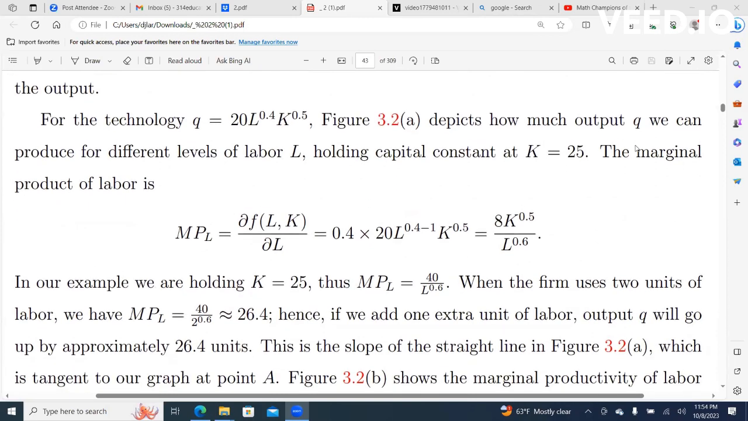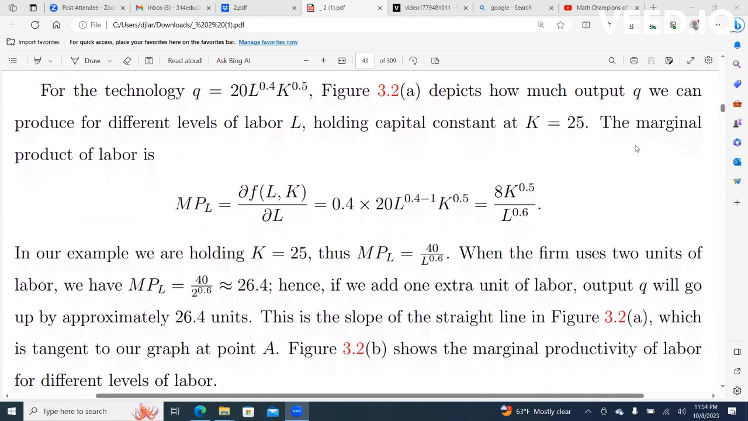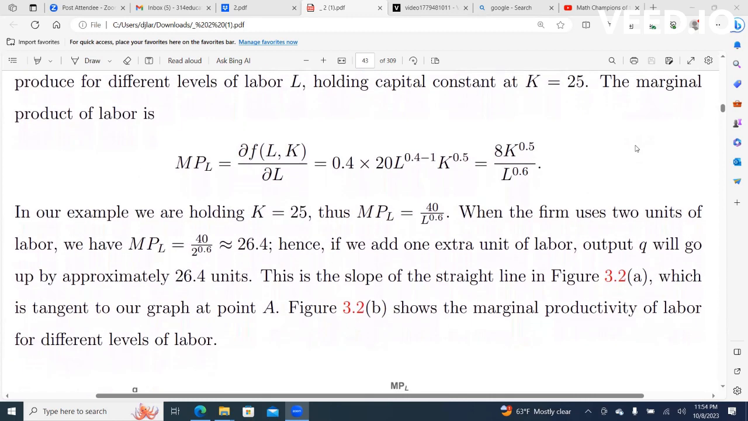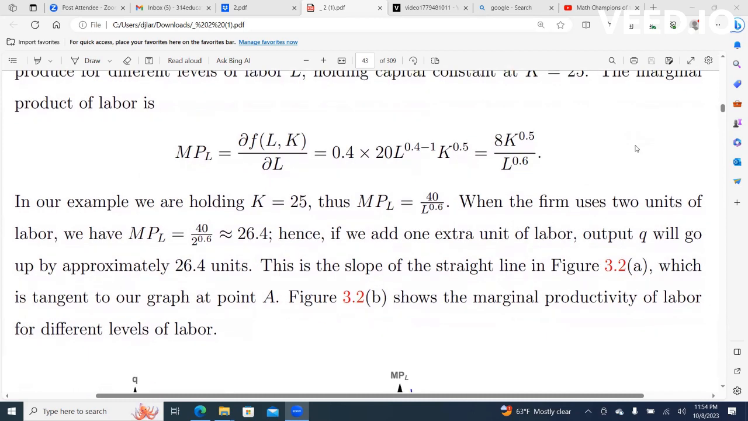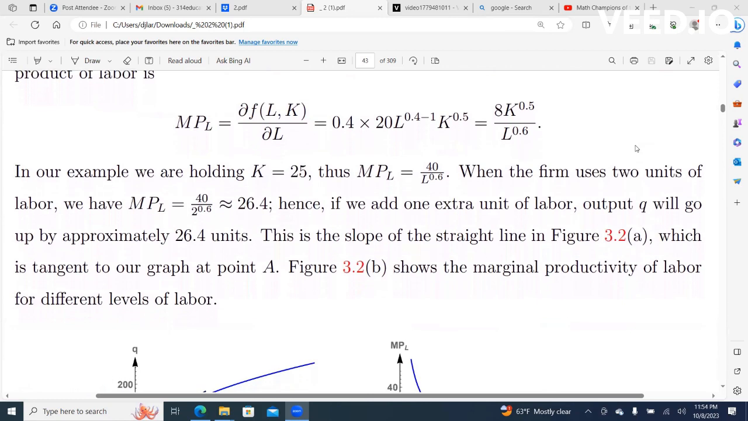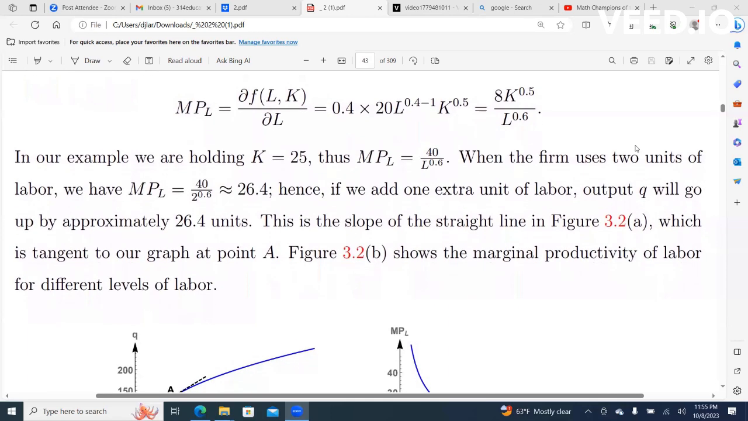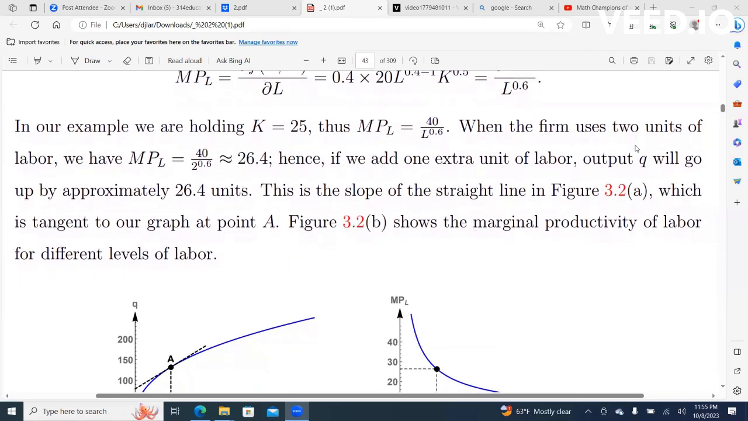For the technology that figure 3.2a depicts, it shows how much Q we can produce for different levels of labor L, holding capital constant at K equals 25. The marginal product, so they take the derivative. That's just going to be the partial with respect to L, so they have that over there. In our example, we're holding K equals 25, thus MPL equals that. When we plug in 25, when the firm uses 2 units of labor, we have MPL approximately that. Hence, what is MPL? MPL is the marginal product of labor.